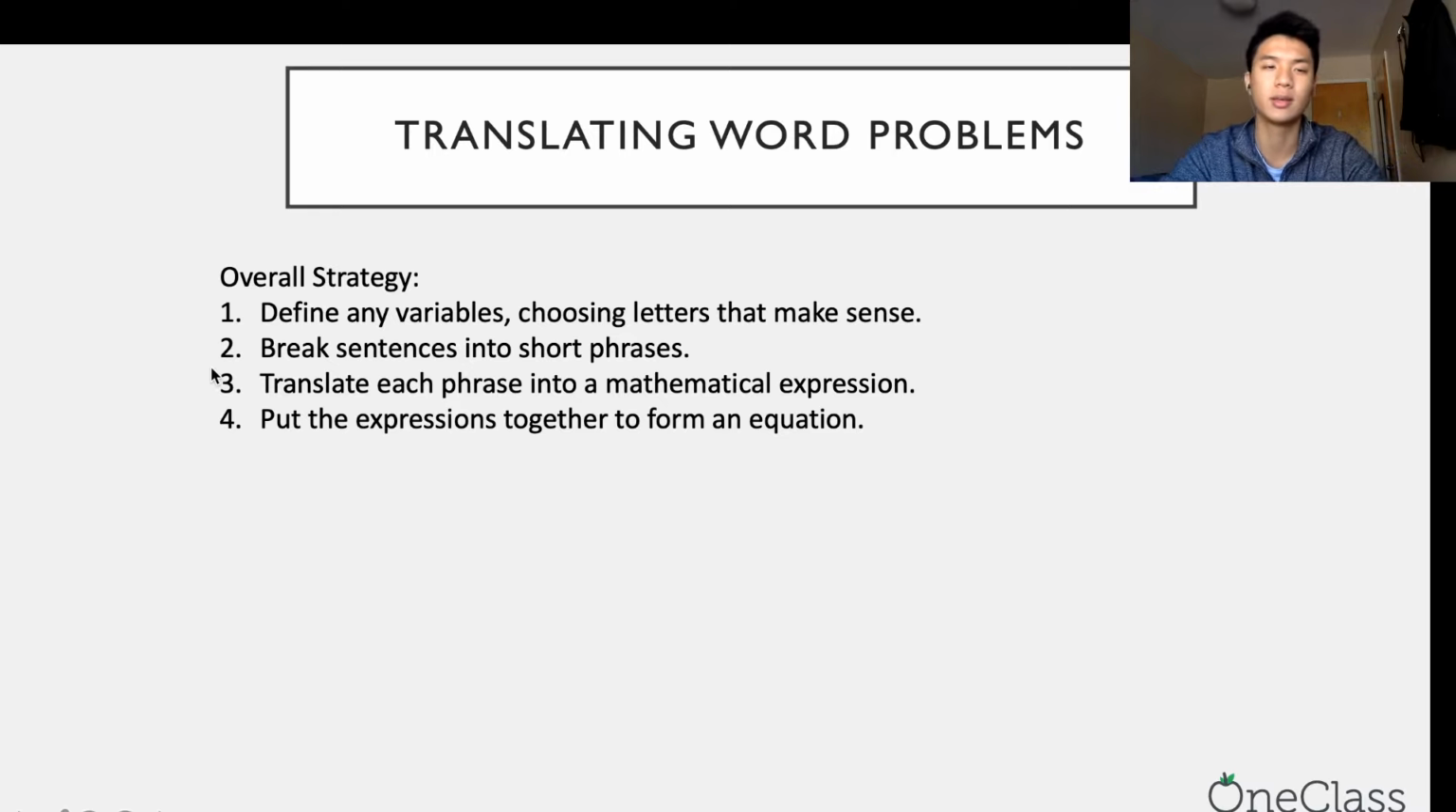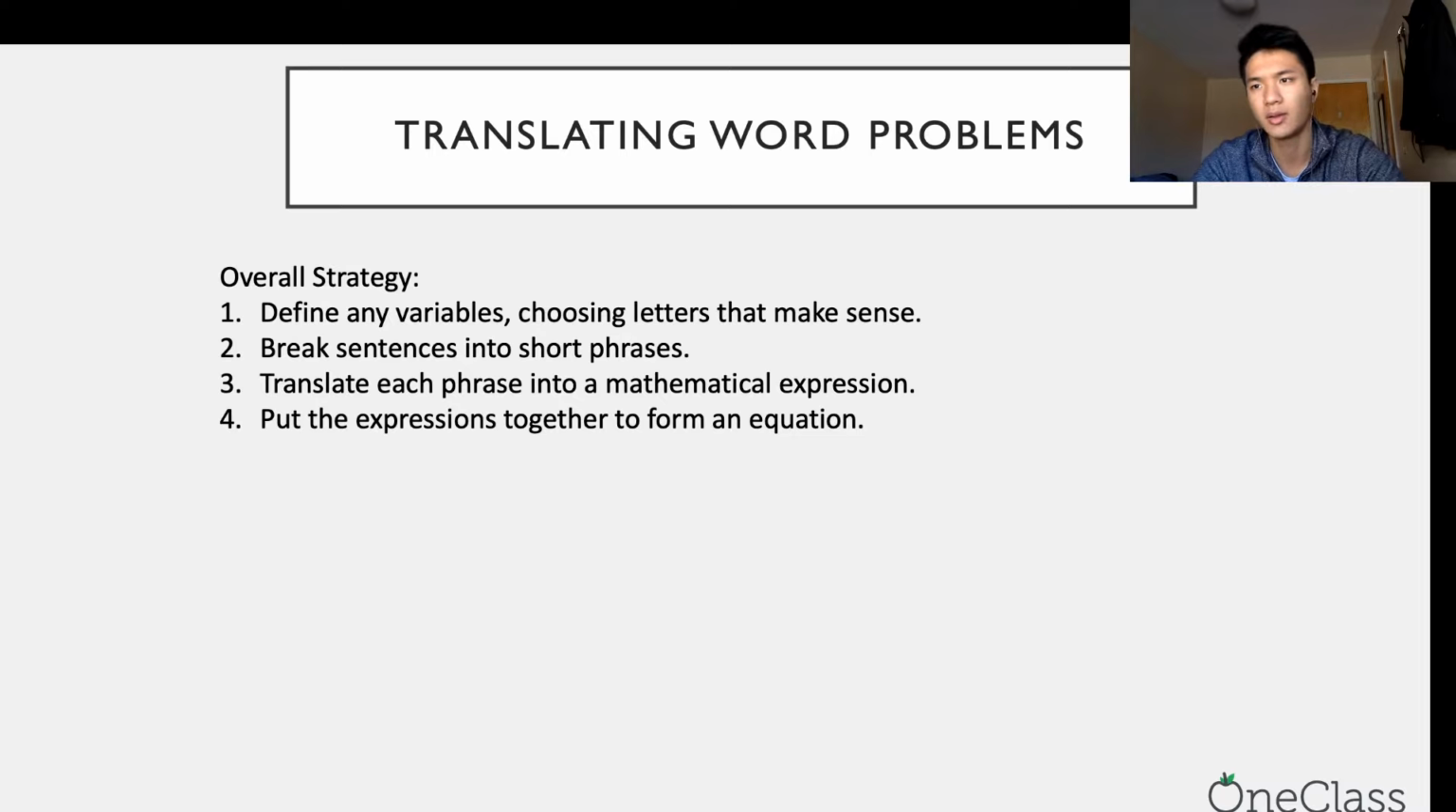So we can give an overall strategy for how you approach these types of word problem questions. This is a simple strategy you might have seen online, a 4-step process for how we'll approach every question we identify as a word problem. The first thing we want to do is define variables and choose letters that make sense.